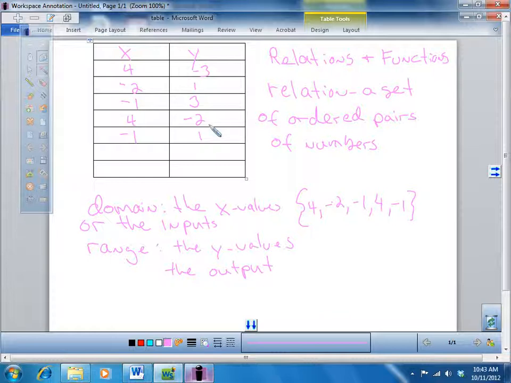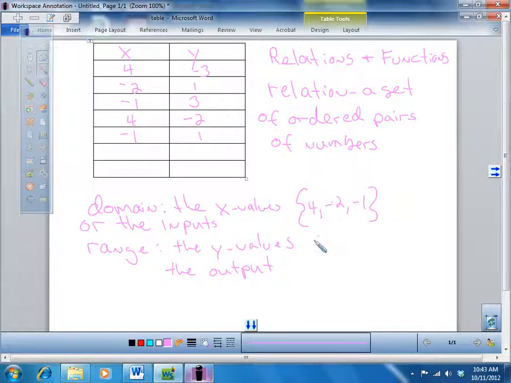The range is the output values. Except, see I have 2 negative 1s? You don't have to write that number twice, just write it once. So the domain is, oh, see I have 2 4s? I don't have to write that twice. So the domain is really just those 3 numbers.